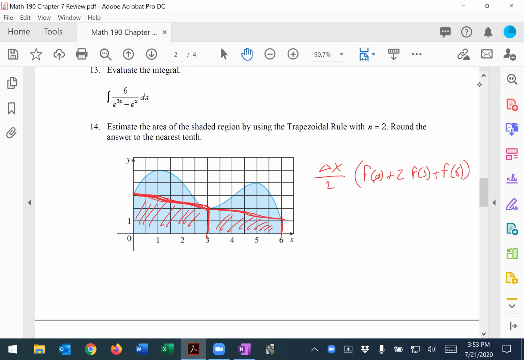What is f of 0? It looks like f of 0 is 1, 2, 3. It's looking like 3. So what's delta x? Well, delta x is 3, right? So this is 3 over 2 times f of 0, which is 3, plus f of 6, which is 1, right? So this is going to be 3 halves times 3 plus 4 is 7 plus 1 is 8. So the whole thing comes out to be 12.